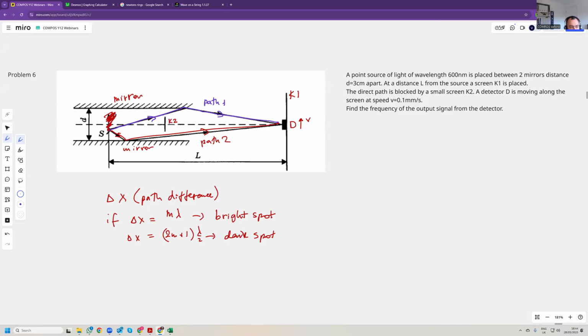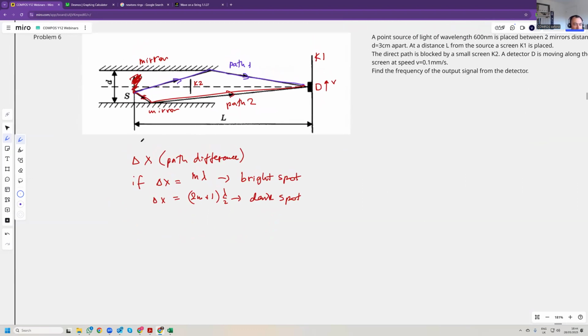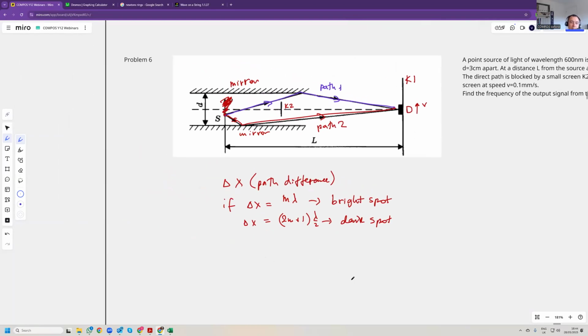the position of S, right? But what's interesting is that we can construct an image of S. So S1 is the image of S in the lower mirror. And S2 is the image of S in the upper mirror.